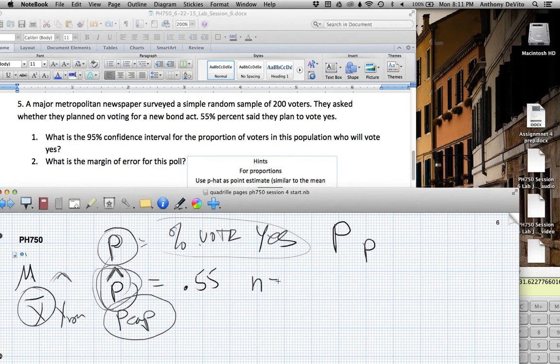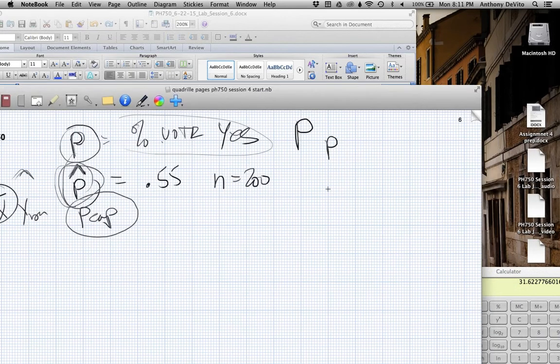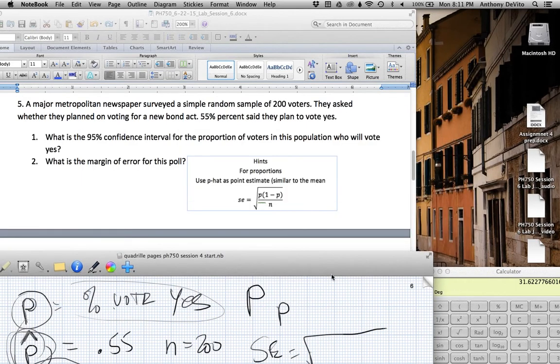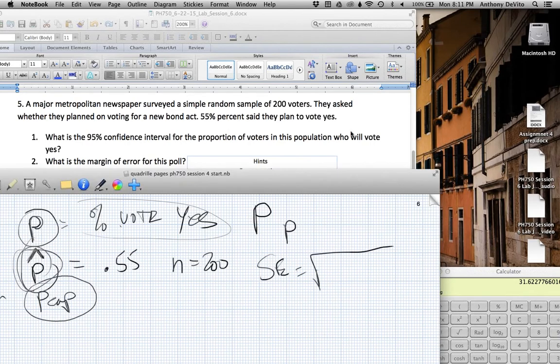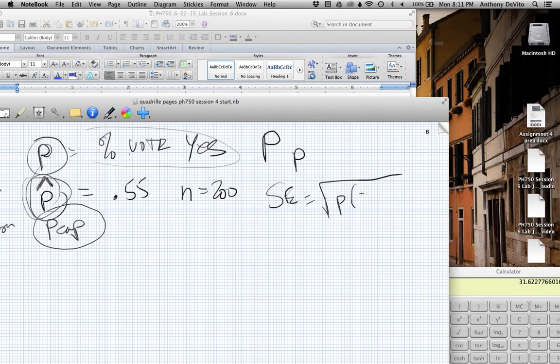What's our sample size here? It's 200. Okay, so now my standard error for proportions. This involves a binomial distribution because a proportion is really a binomial distribution, right? In other words, they vote yes or no. There's only two choices, right? So 55% of the people are voting yes. My standard error is going to be equal to the square root of P times 1 minus P over N. I'm not sure that formula is right. Yeah, that's right.